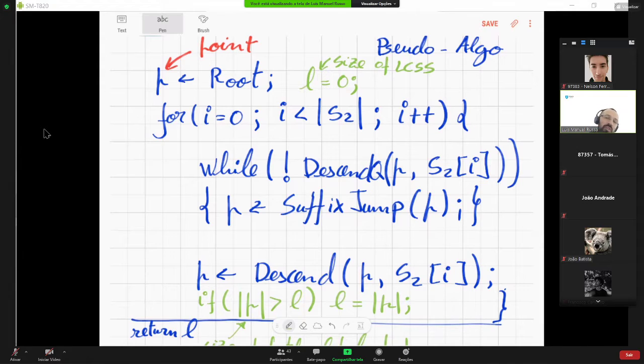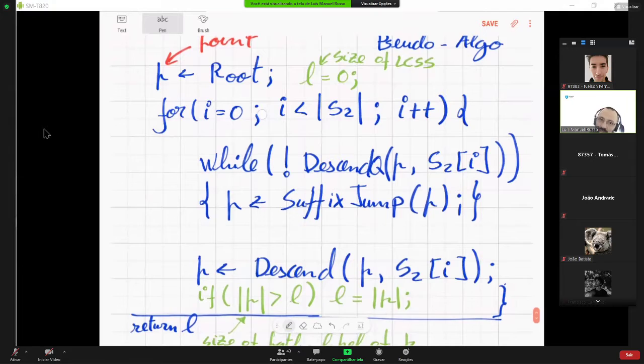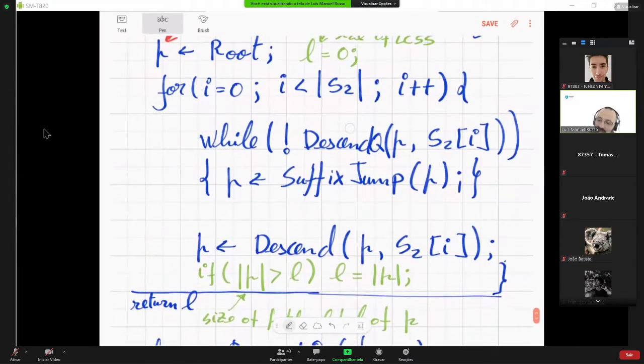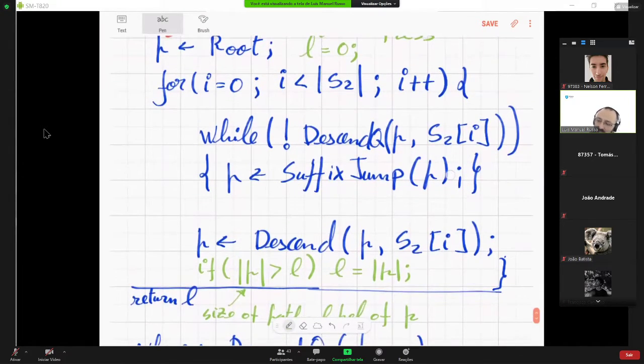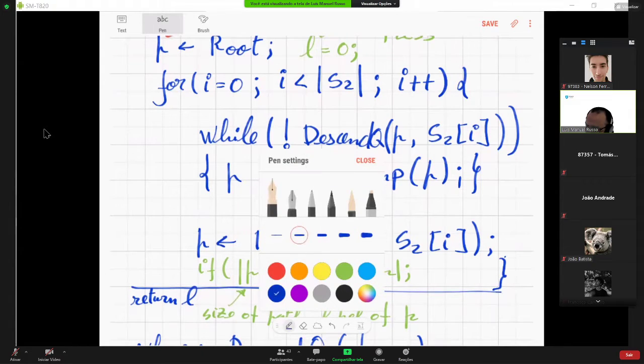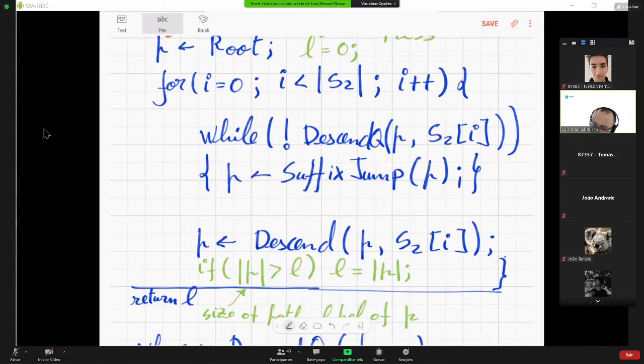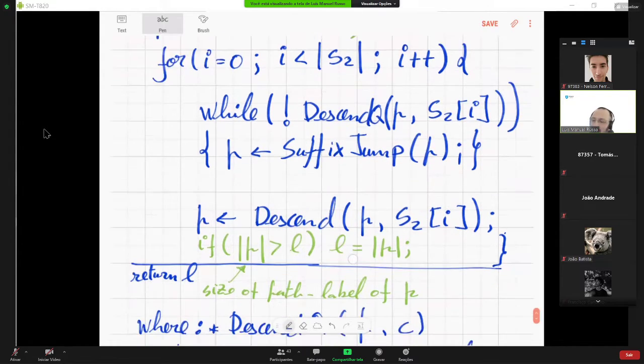The only thing that we have to question here is what's the time of this algorithm. And it's not easy, because you have one cycle, two cycles, this while cycle, and then you have this suffix jump, and this suffix jump is not constant. But to make our lives easier, let's assume that the suffix jump is constant, to do a first analysis.